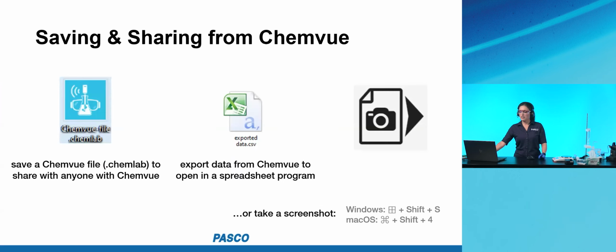So I went over how to save and share files. There's the option to save just as a file to your device. And anyone with Chemvue can open that file and see the data, including whatever analysis you left on there. That file will open with the exact analysis still on there. You could export as a CSV file to be opened in a different program that supports CSV, or you can use the screenshot option that's built into Chemvue, or you can use the screenshot feature for your own device.